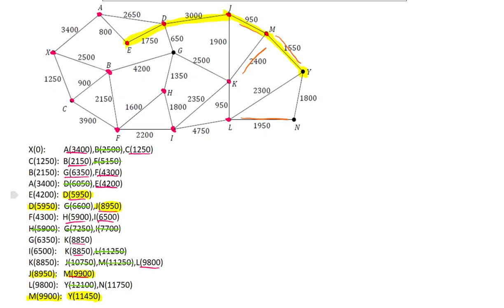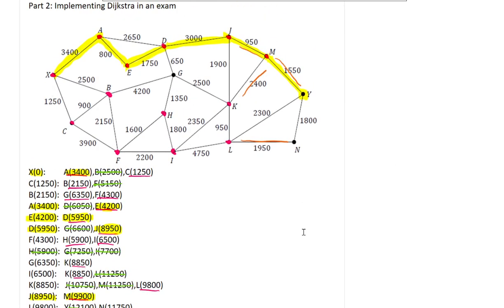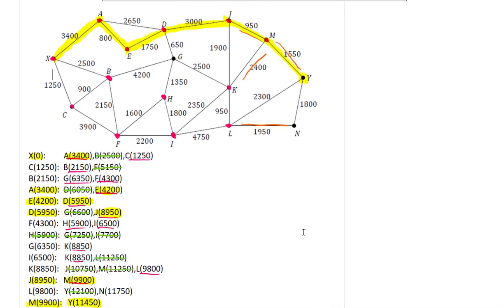Then we look at the uncrossed out E, which is 4200. And that went to A. And then the uncrossed out A is that one, which goes to X. That way we can track backwards very quickly because of the method we have employed to track our changes, or track our shortest path as we go.